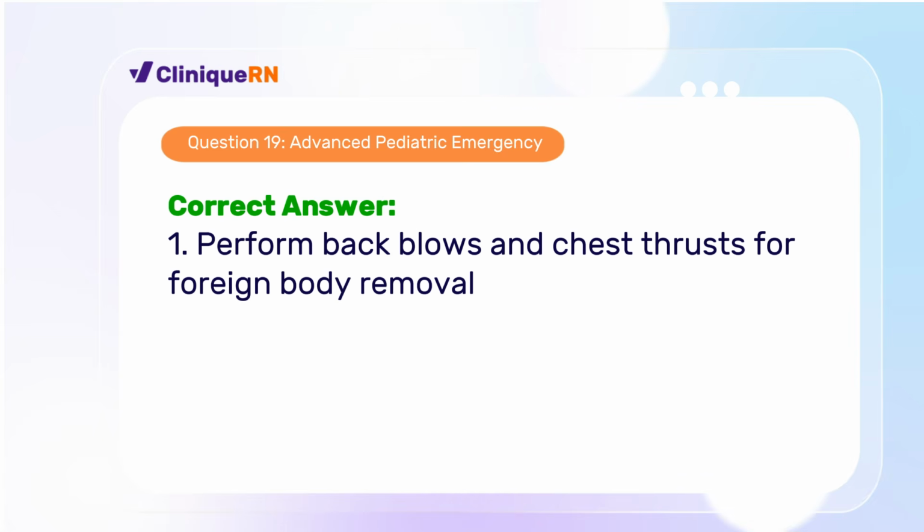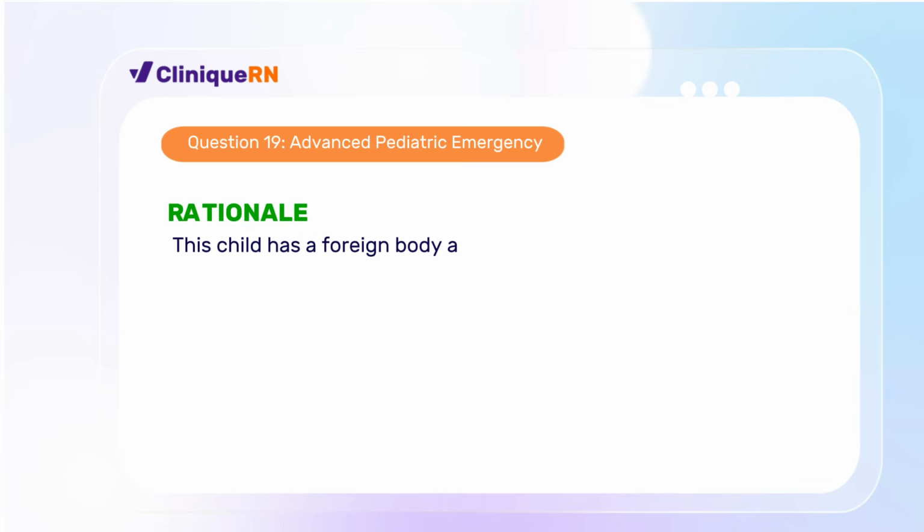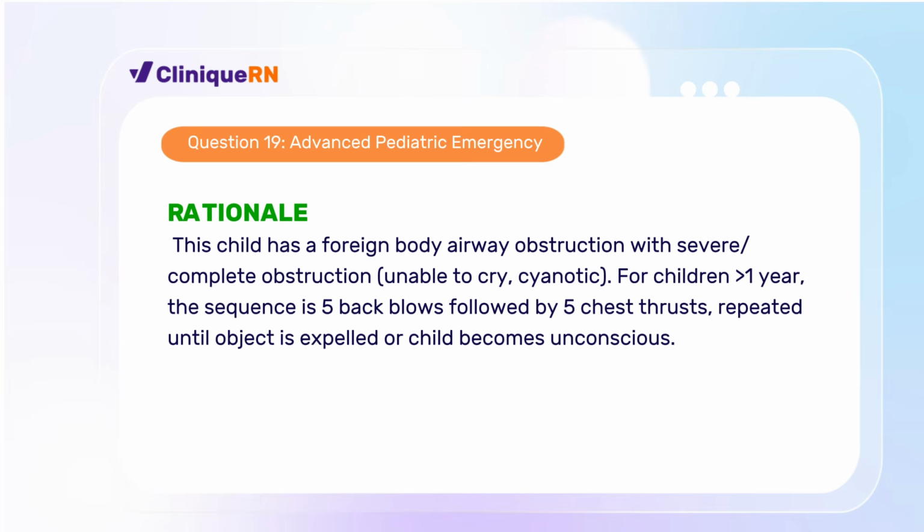The correct answer is 1. Perform back blows and chest thrusts for foreign body removal. Rationale: This child has a foreign body airway obstruction with severe or complete obstruction, unable to cry, cyanotic. For children older than 1 year, the sequence is 5 back blows followed by 5 chest thrusts, repeated until the object is expelled or the child becomes unconscious.